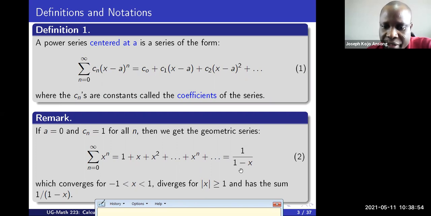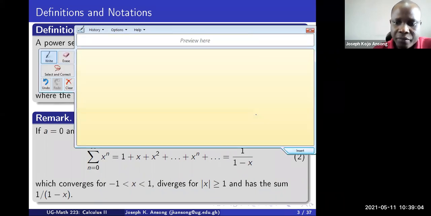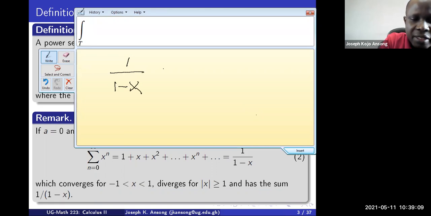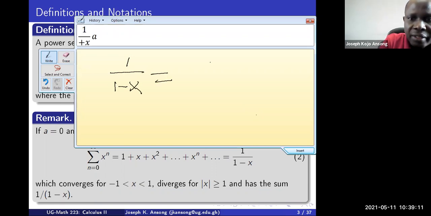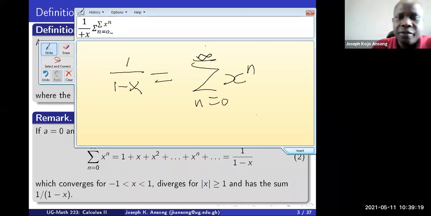What this also means is that given the function 1 over 1 minus x, I can represent this as this series. I can say that if I have the function 1 over 1 minus x, this function is actually equal to this series, the series x raised to the power n from 0 to infinity. You see?